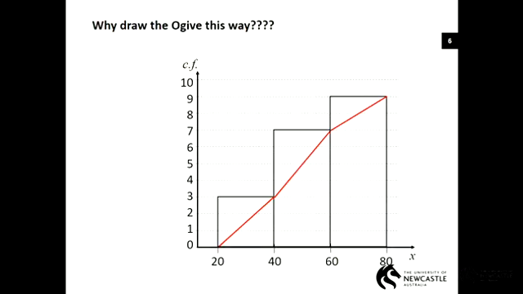This is where I just want to say, why draw it this way? Why are we drawing the line from the bottom corner to the top corner? This is why. It's just some random example I picked here. To create an even distribution within classes.